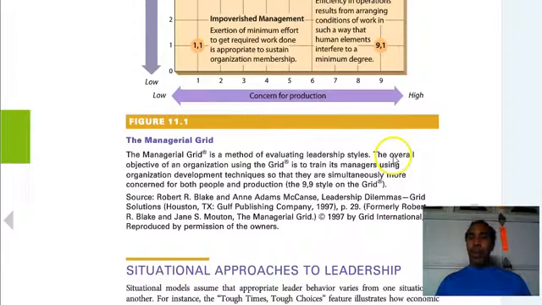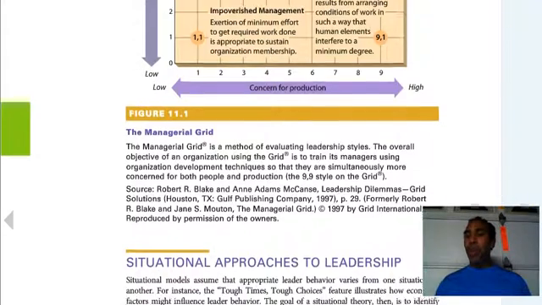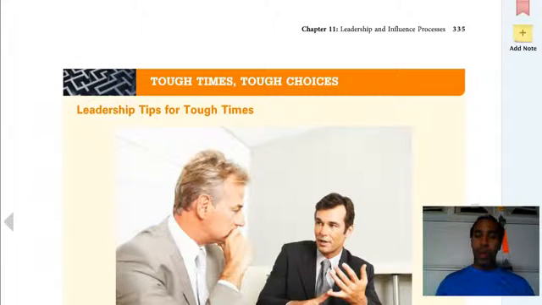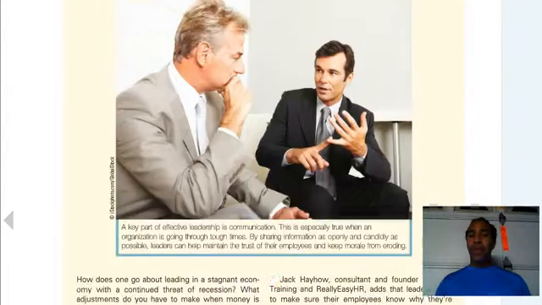But the managerial grid is a method of evaluating leadership styles. The overall objective of an organization using the grid is to train its managers using organizational development techniques so that they are simultaneously more concerned for both people and production, right? So I'm concerned with the people, I'm concerned with the production. We're all on the same page and we're moving towards our goal day by day, step by step, week by week, month by month, year by year. Tough times, tough choices.